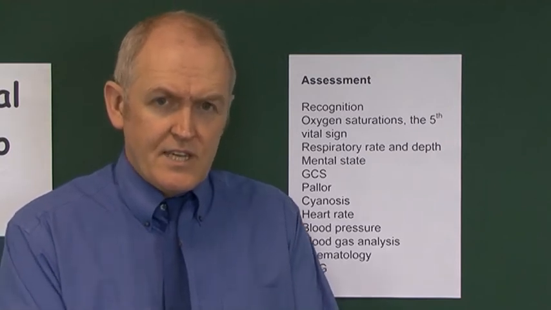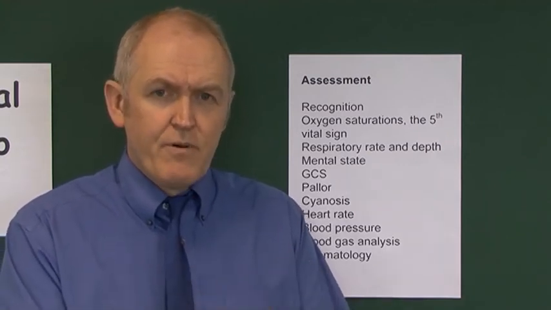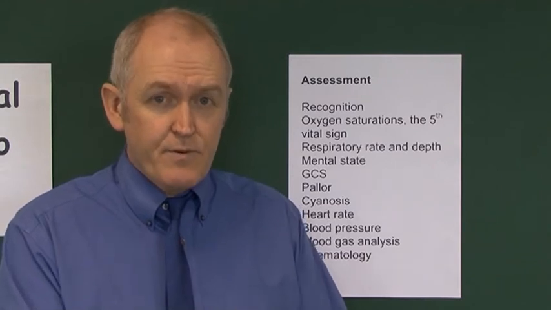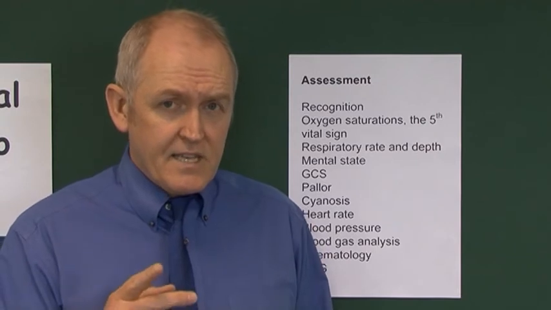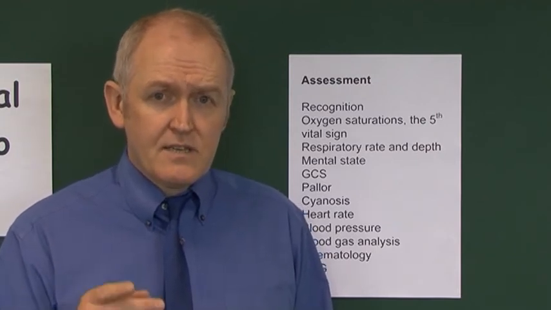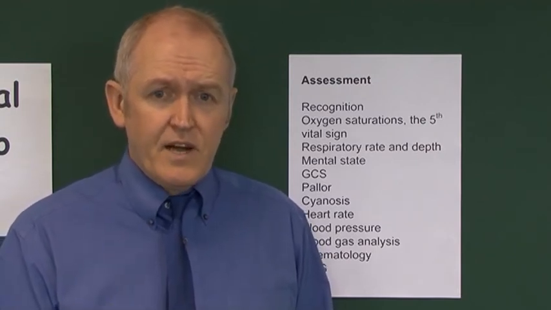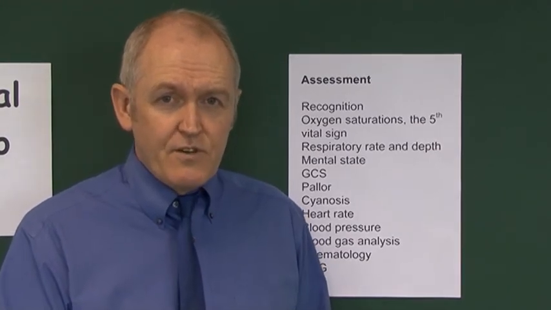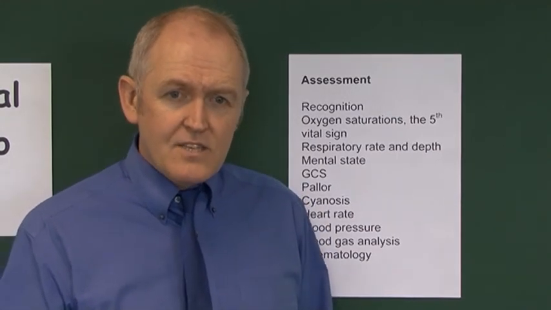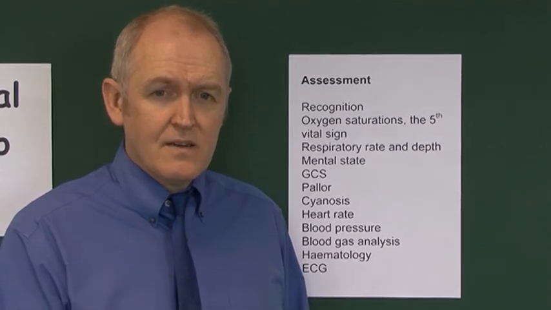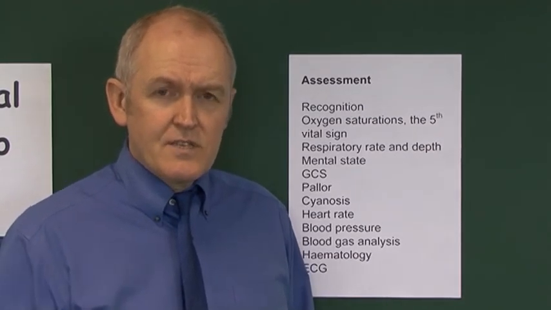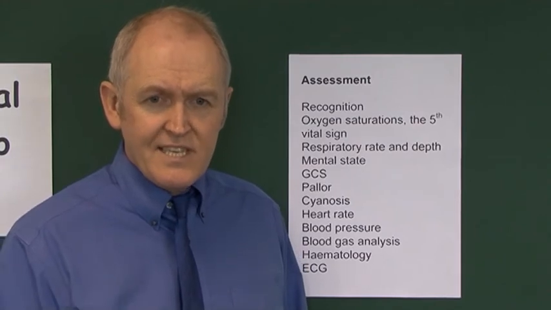So we need to monitor the saturations and take a drop of 3% seriously. A drop of 3% in oxygen saturations should be explained, may indicate the patient is about to deteriorate. O2 sats, the fifth vital sign. Rate and depth of respirations, of course, we monitor those. Mental state, Glasgow Coma Scale, pallor, has the patient become pale? Are they cyanosed? Has the heart rate increased?